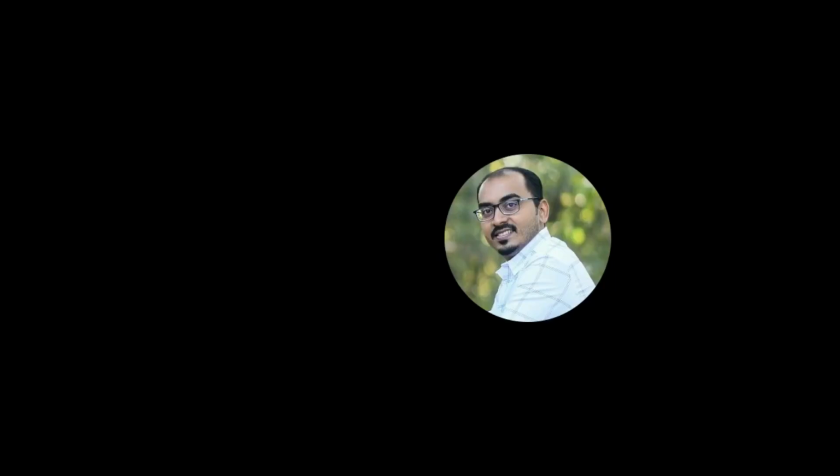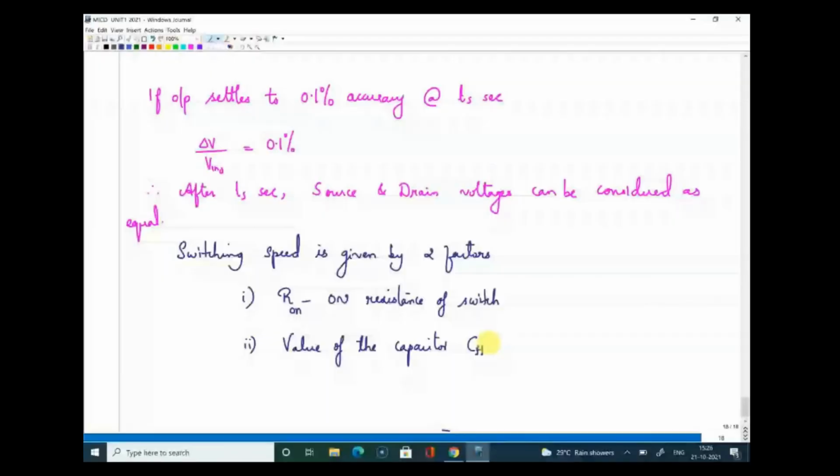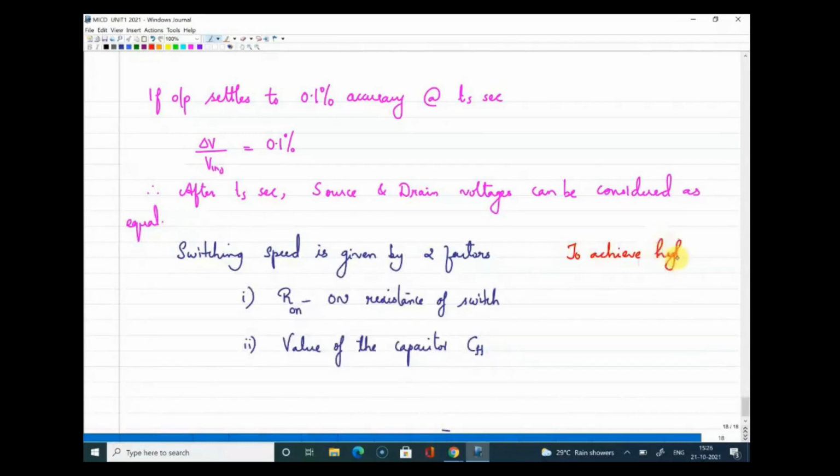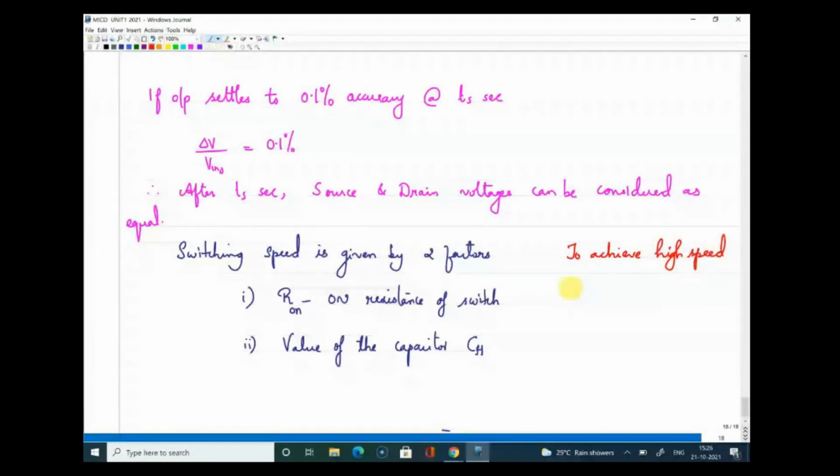Now my next question is, what do you think? Generally what we are aiming at is to have a high speed, right? So if my aim is to achieve high speed, in what way should your R on and CH values be? To achieve high speed, what should I do?